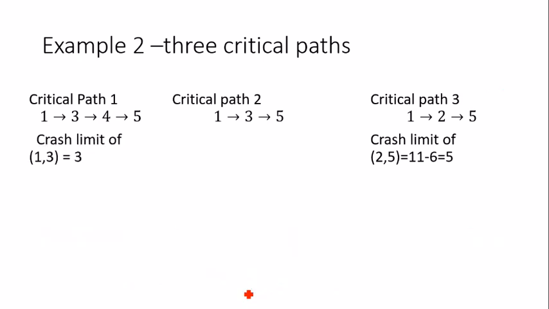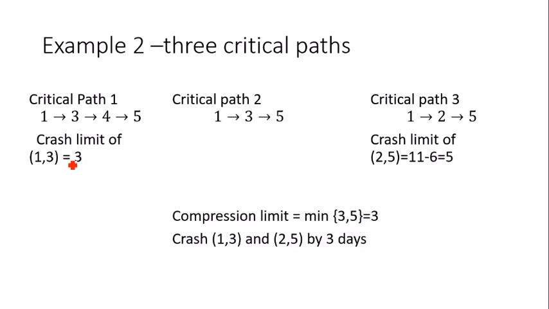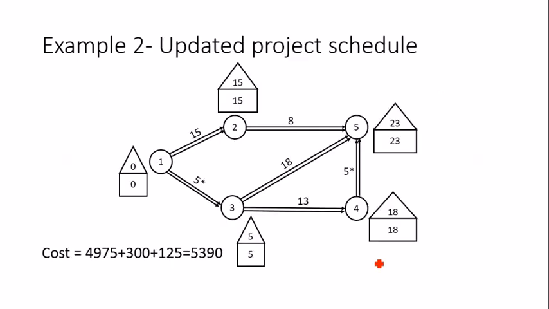Now I'll compute the crash limit of 1 to 3, which turns out to be 3. You can see that from the table. So the compression limit is going to be the minimum of 3 and 5. There is no FF limit now. So it is 3. That means I finally have to reduce activities 1 to 3 as well as 2 to 5 by 3 days. Earlier it was 11, now this is 8. Earlier this was 8, now this is 5. You can see the previous schedule; I have done the updation.